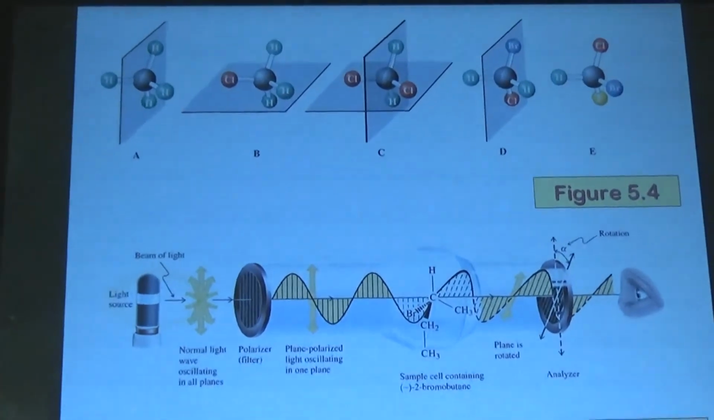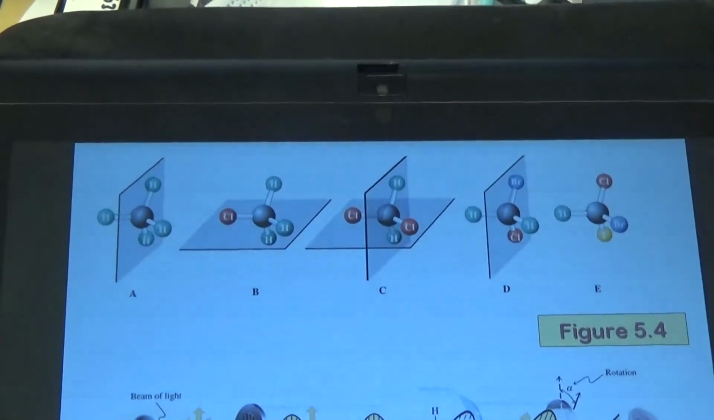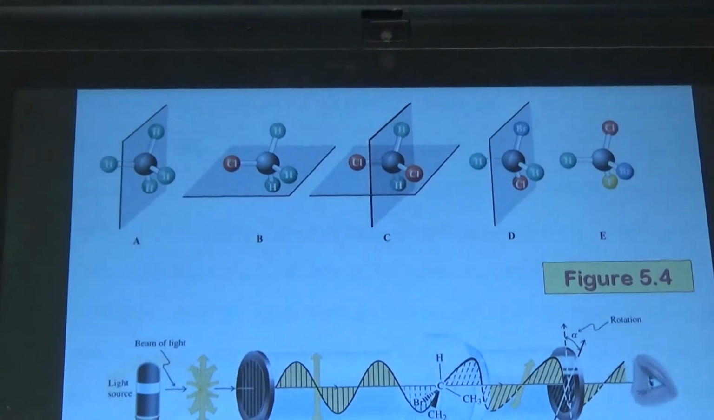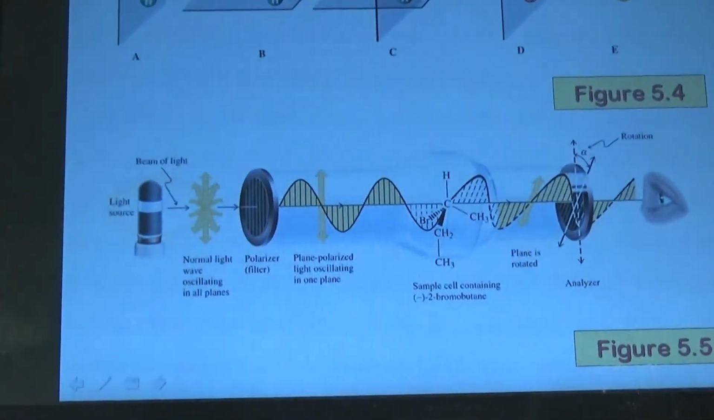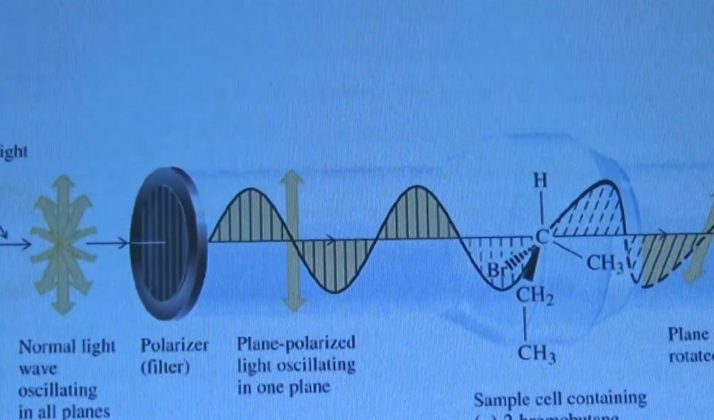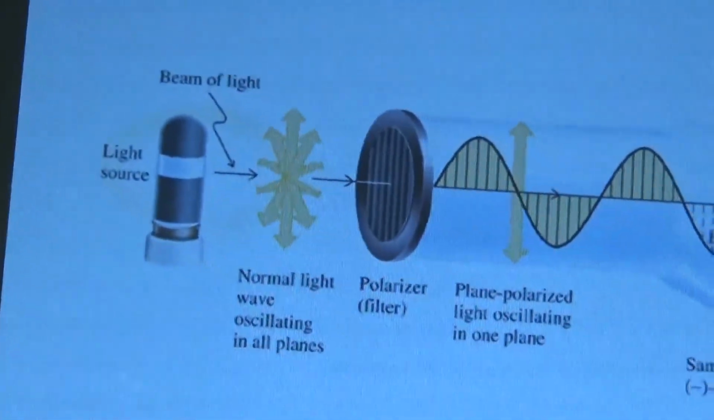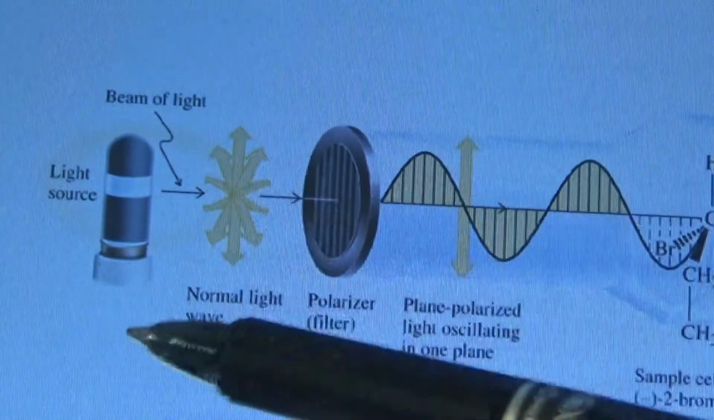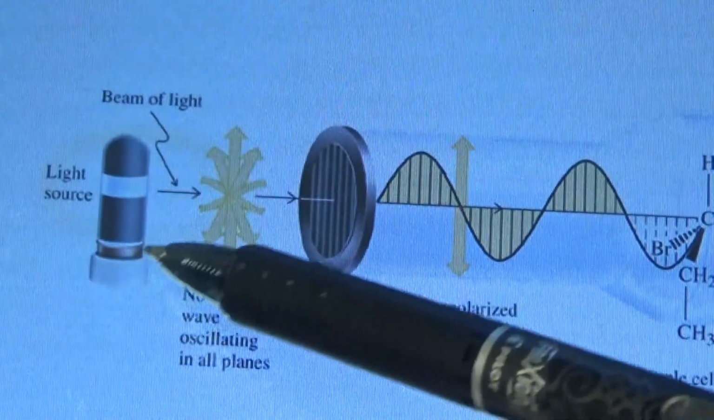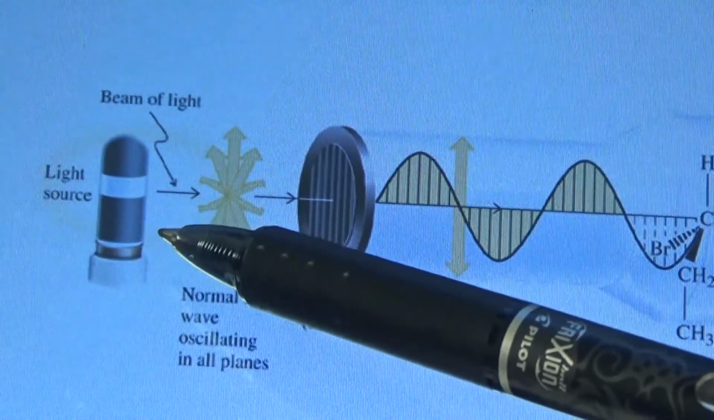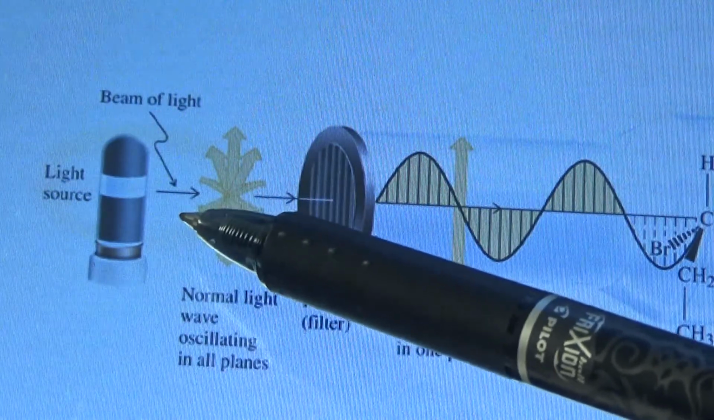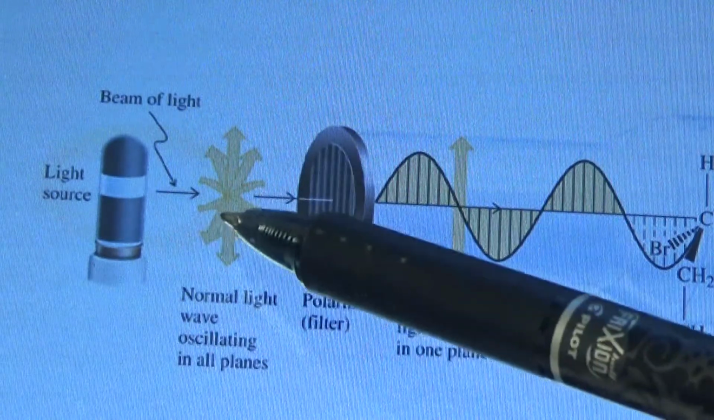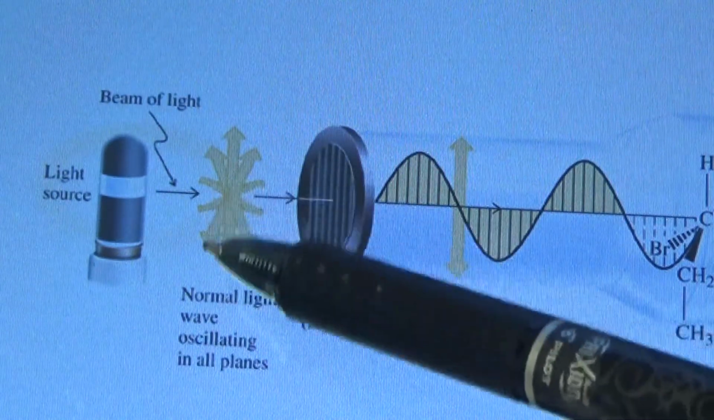Alright, so this is the figure I showed earlier. We talked about the planes of symmetry and stuff, right? Remember that? Well, if you look at the bottom, this talks about optical rotation and how the instrument works. So let's go through it. Basically, you have a light source. This is a special light bulb, and that generates normal light. It's oscillating in all planes, so the wavelengths are going all directions.